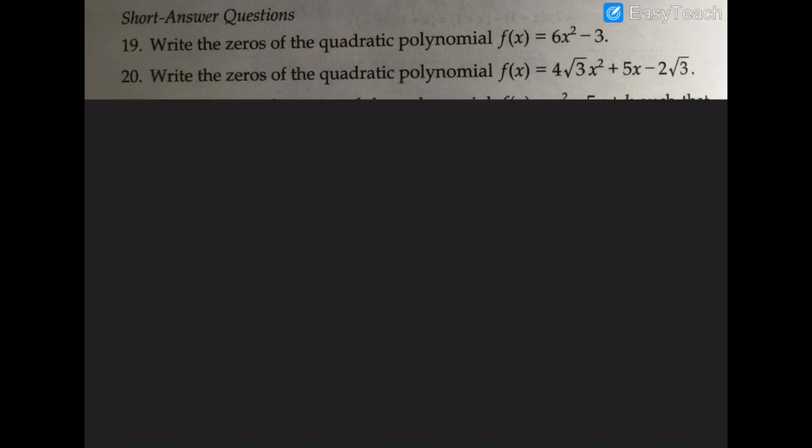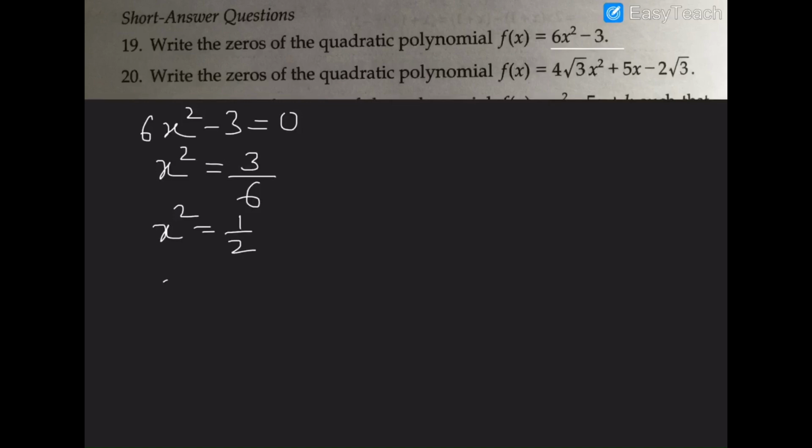Okay, let's start the next one. Write the zeros of the quadratic polynomial 6x square minus 3. So 6x square minus 3 equals 0. So x square is equal to 3 by 6. So x square is equal to 1 by 2, or x is equal to plus minus 1 by root 2. So these are the zeros of the quadratic polynomial, plus 1 by root 2 and minus 1 by root 2.